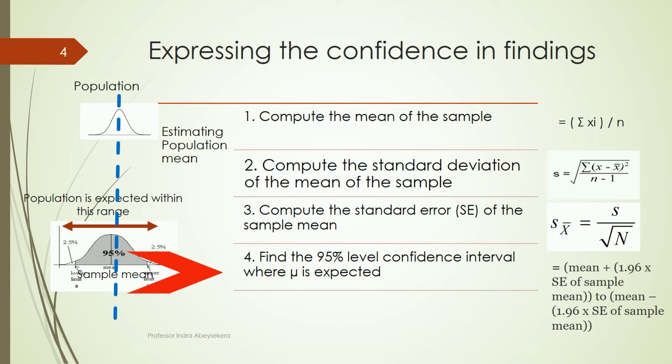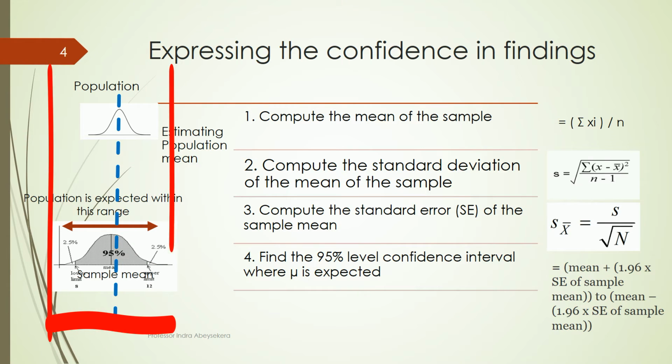But when we express the confidence interval, we express it as a range from the mean. It could be above or below the mean. So mean plus 1.96 times the standard error of the mean, and mean minus 1.96 times the standard error of the sample mean. So that's how we express and estimate the population mean from the sample mean.